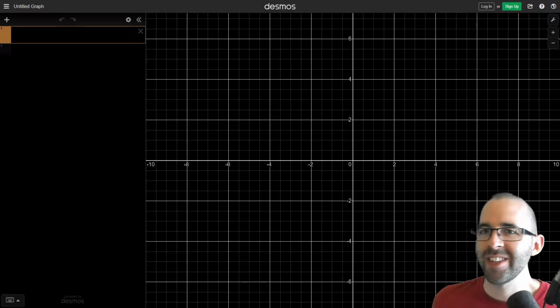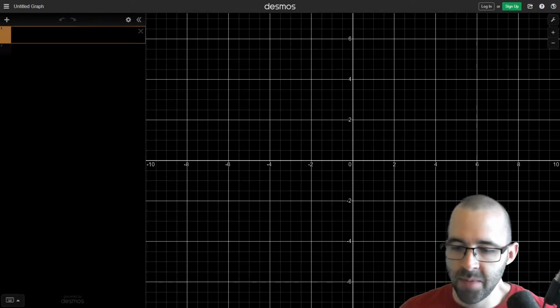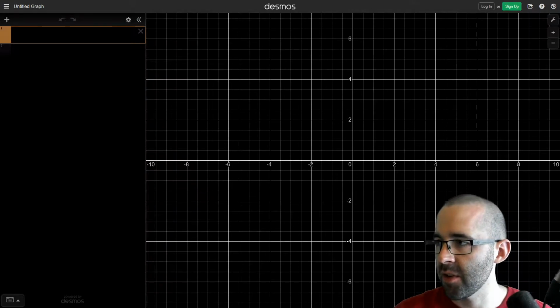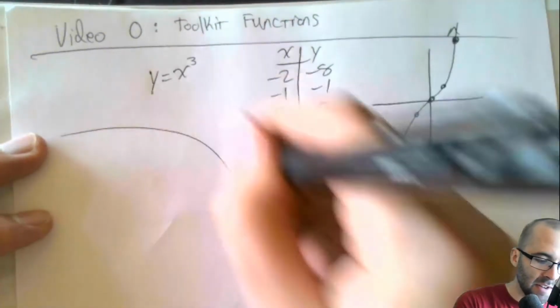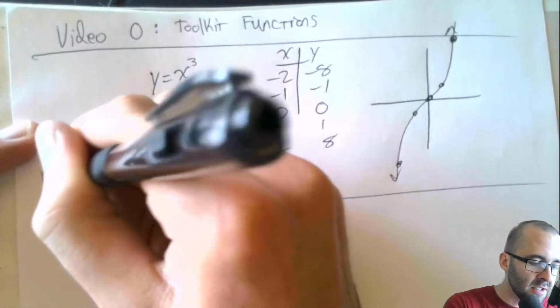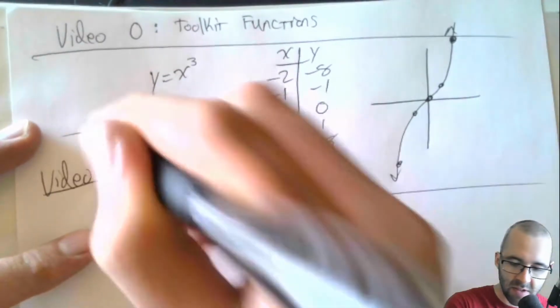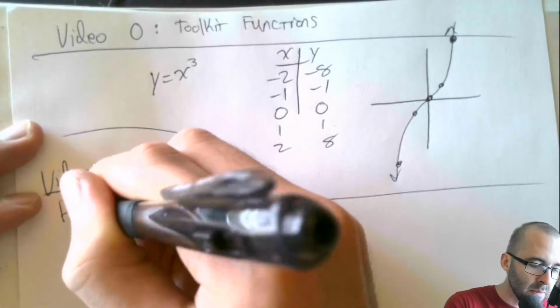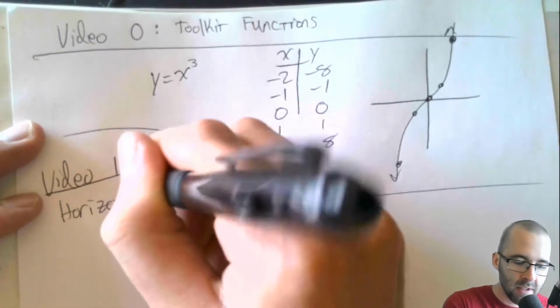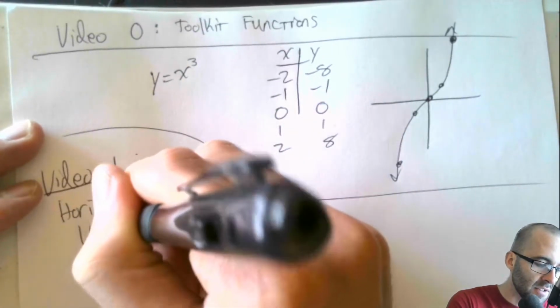All right, now we're really getting to the thick of things, okay? So this section, I guess I should go to the right screen. This section is function transformations. We're going to start off by talking about horizontal and vertical shifts.